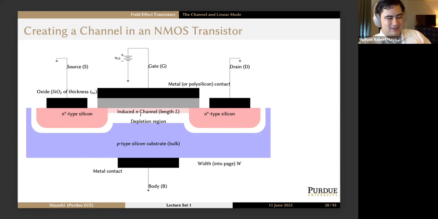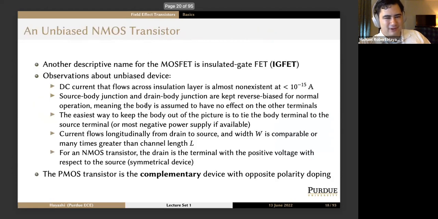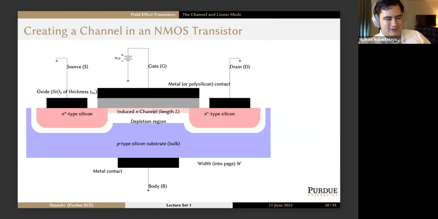And then when VDS is greater than 0, the current flows from drain to source through this channel, also called the inversion layer. Why is it called the inversion layer? Because originally it was a P-type region, but now it's an N-type channel. We have inverted the polarity of doped semiconductor in this area.